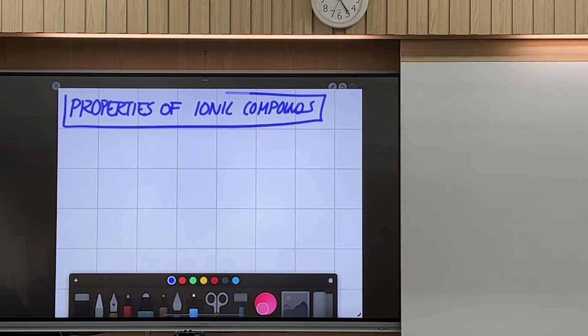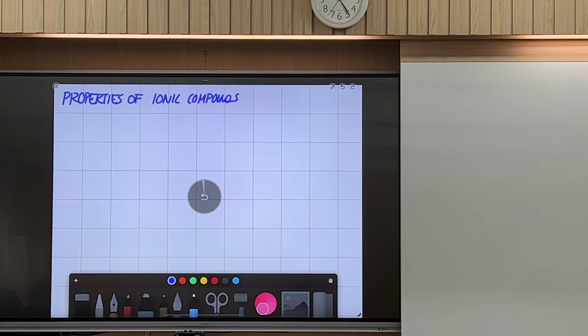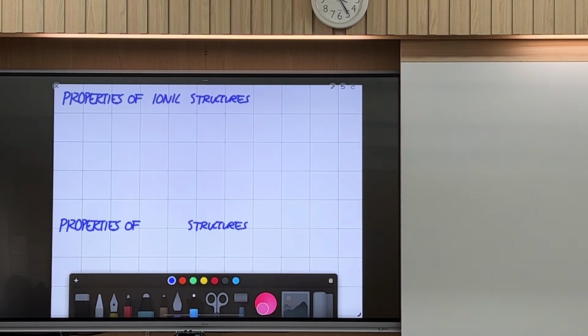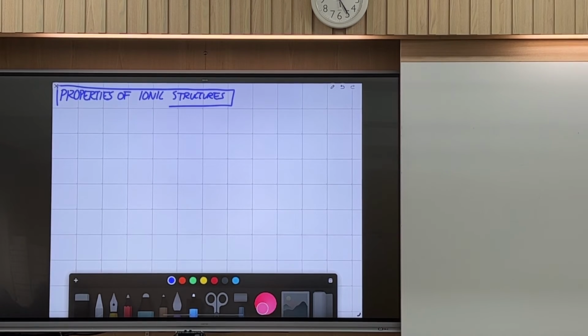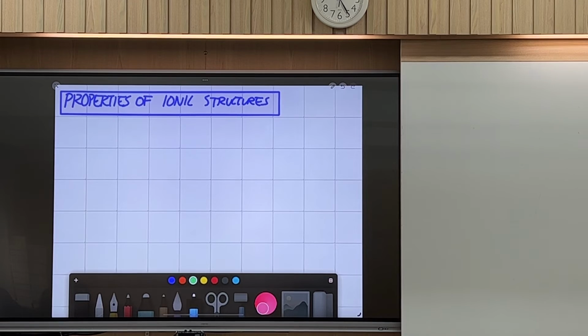Okay, and then we will look at properties of covalent compounds side by side. So, let's call it ionic structure. Okay, so ionic structures. And then on the opposite side of the page, I want you to put down properties of covalent structure. Write them on opposite sides of the page. Starting with properties of ionic structure, we'll look at the melting and boiling point. They tend to have high melting and boiling points.